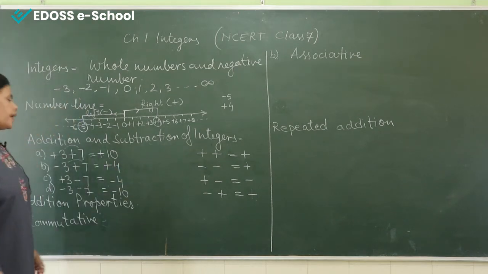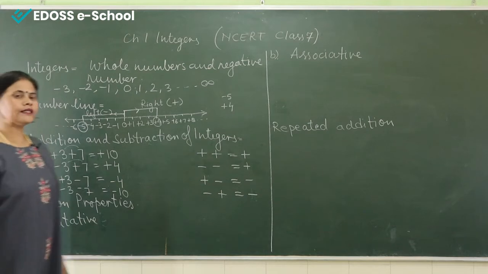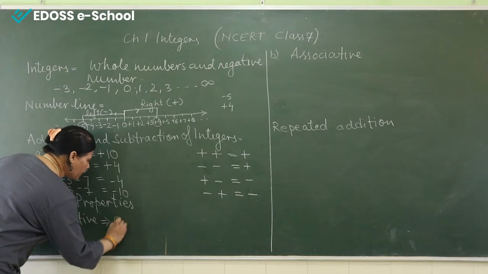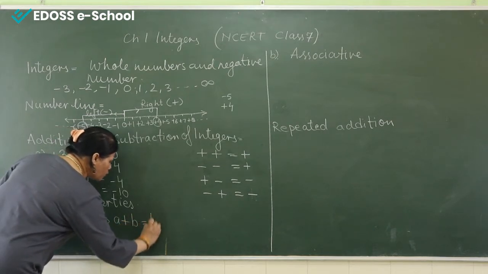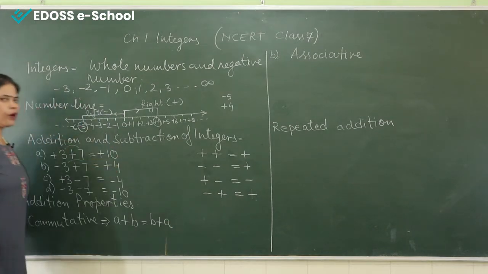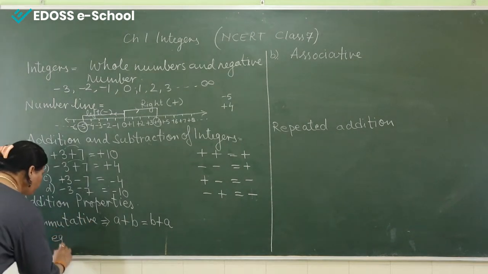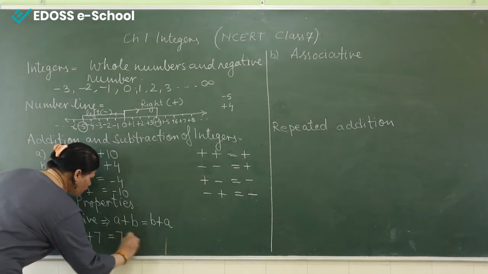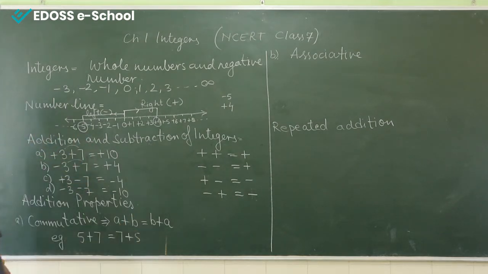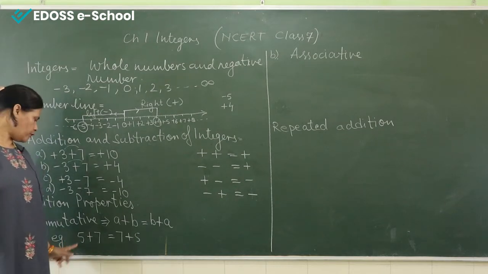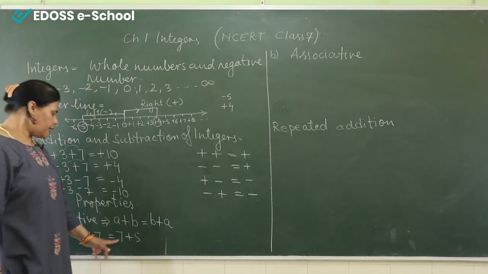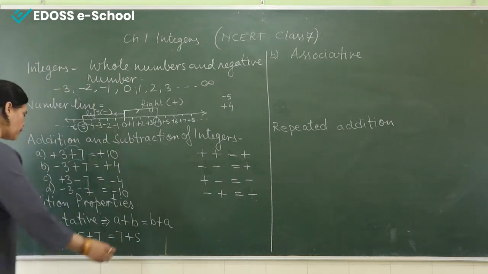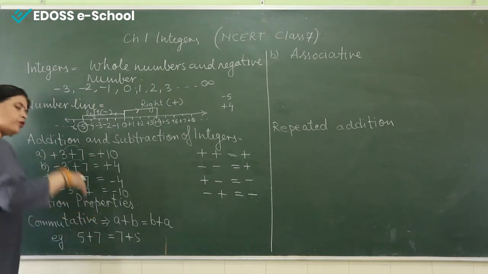And now come to the next, addition properties. In the addition properties, first is the commutative law. If I am telling you commutative, it means A plus B is equal to B plus A. This is the commutative property. For example, 5 plus 7 is equal to 7 plus 5. It means when I give you two integers, the first number with the second number, and on the right hand side, the second number with the first number, we will check whether both are equal or not.